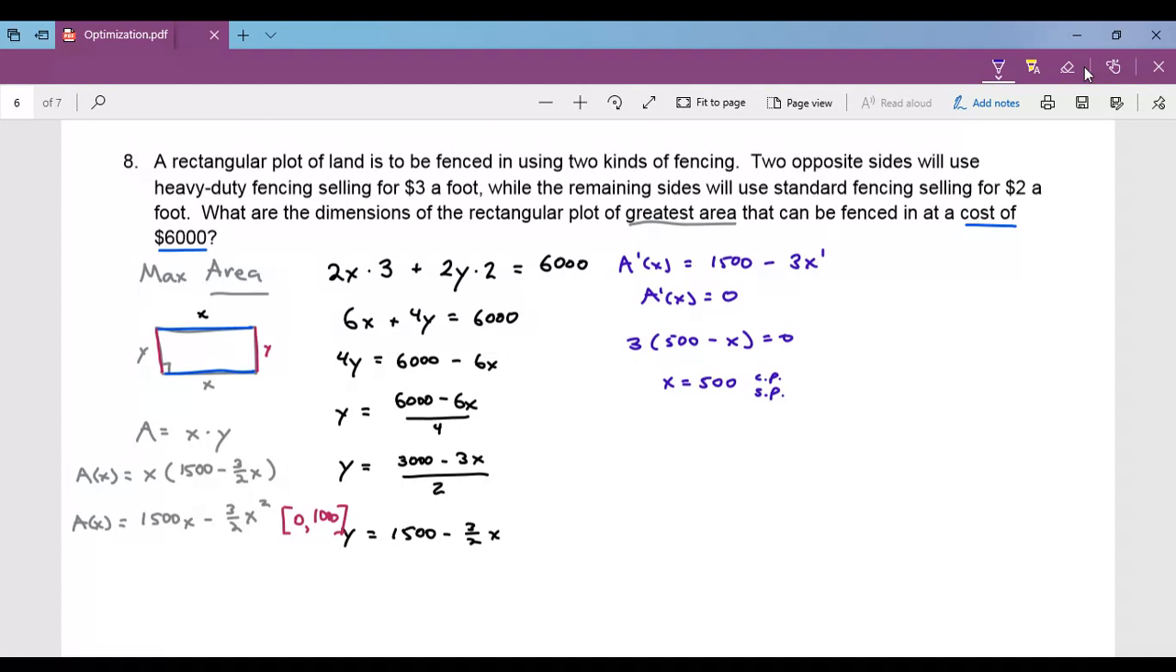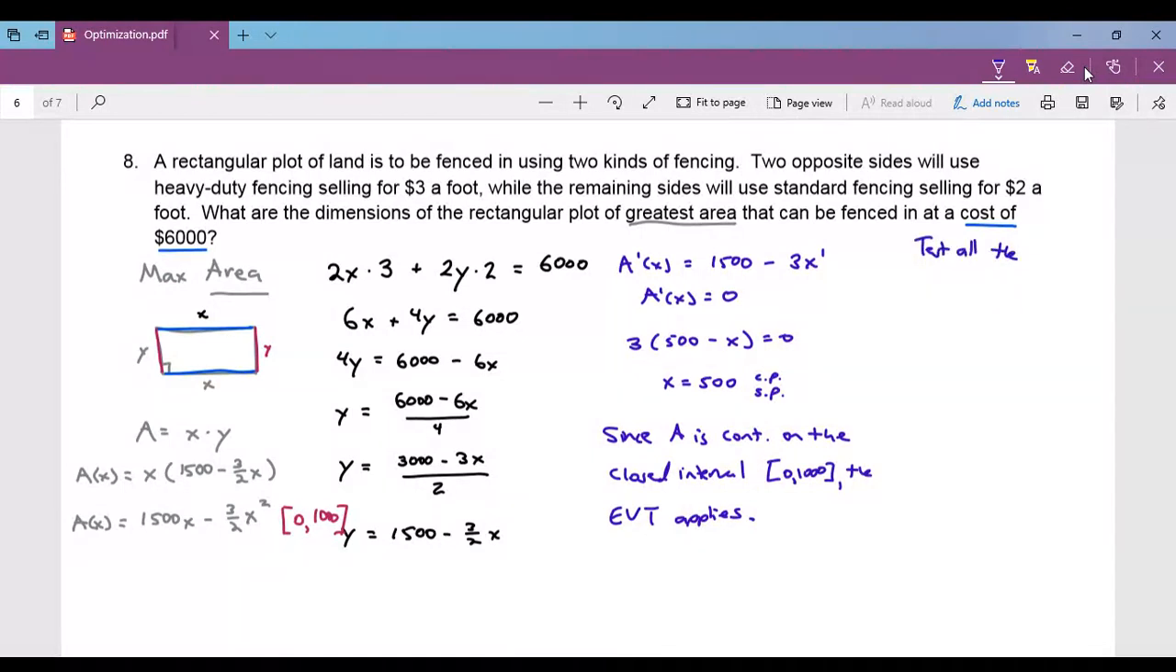So now what I would say is, okay, since A is continuous on the closed interval, I'm emphasizing closed, the closed interval 0 to 1,000, the extreme value theorem applies. Now, what is that saying? The extreme value theorem says that if you have a continuous function on a closed interval, then you're guaranteed to have an absolute max and an absolute min. Now, we know that these can occur either at endpoints or critical points. We call those our candidates for extrema. So what we're going to do now is test all the candidates.